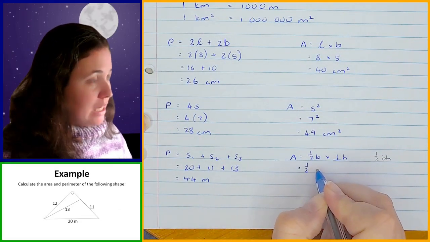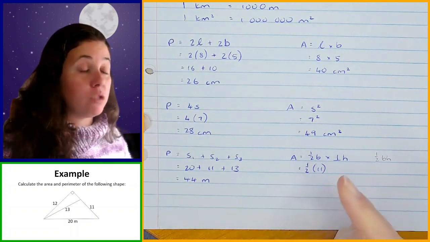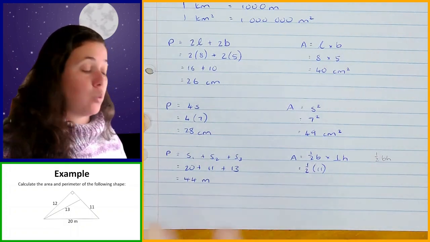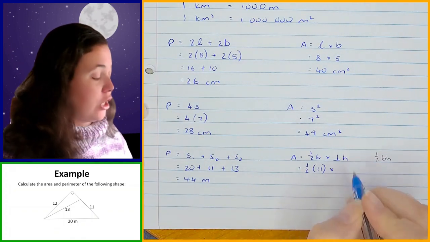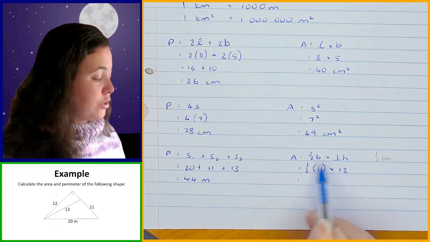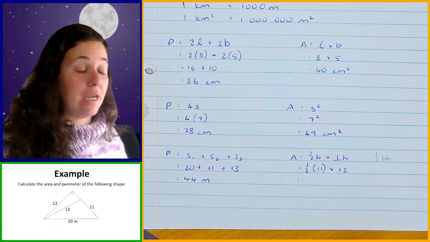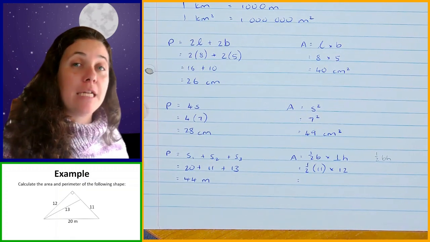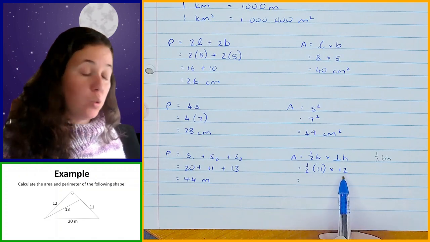Okay, so I'm going to have over here, area is half times the base, which is 11. Remember, it doesn't have to be the bottom of the triangle to be the base. It is whatever is perpendicular to the height. Okay, multiplied by the perpendicular height, which is 12. Okay, so now when I'm going to work this out, you can use a calculator if you want to. You can just type it into the calculator and that's fine. Okay, if you don't have a calculator on hand, what you can do is half times 11 times 12.